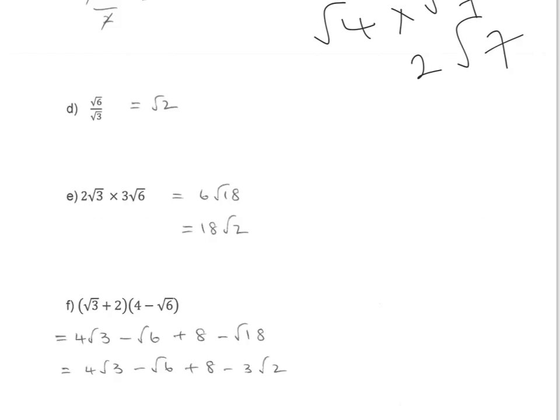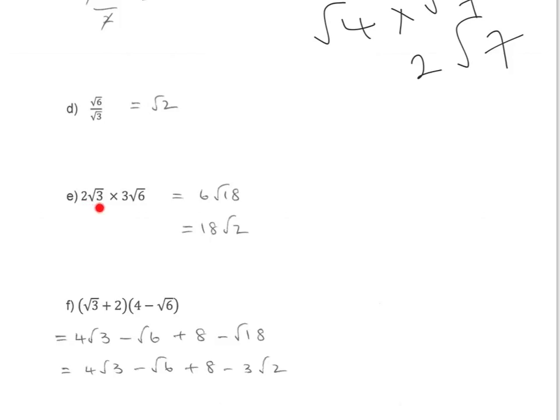Okay, part D, root 6 over root 3. Well, our division rule here will work straight away as we can't simplify the 6 or the 3. So root 6 divided by root 3 then simply gives us root 2, by dividing the 6 and the 3.